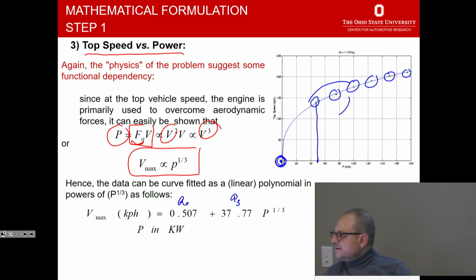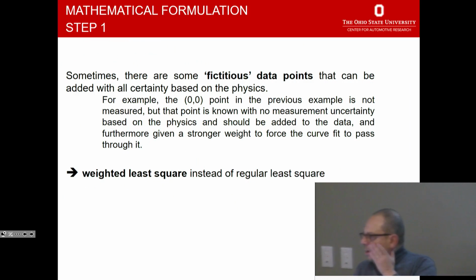When you throw in this last data point, the 0, 0 data point, that's where you're going to get a power law or cubic root relationship. It's very important to do this because you might otherwise be tempted to think that power and top speed are related linearly, but that's not true. And I just said all of this about the 0, 0 data point.